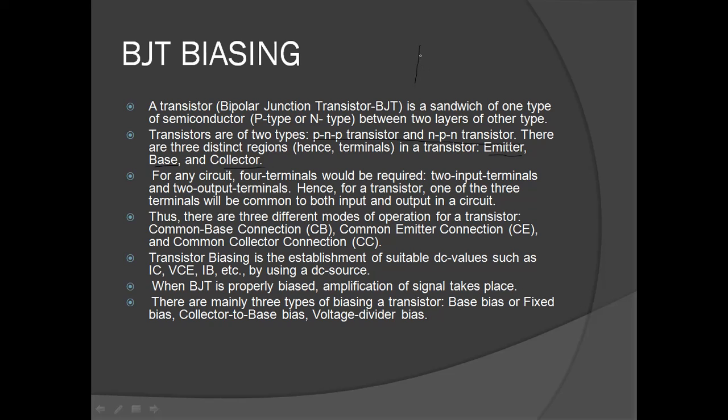So this is a transistor. The arrow indicates the emitter. I'll write it as E. This terminal is the collector, and this terminal is called the base. So the type of transistor I have drawn is the NPN transistor.